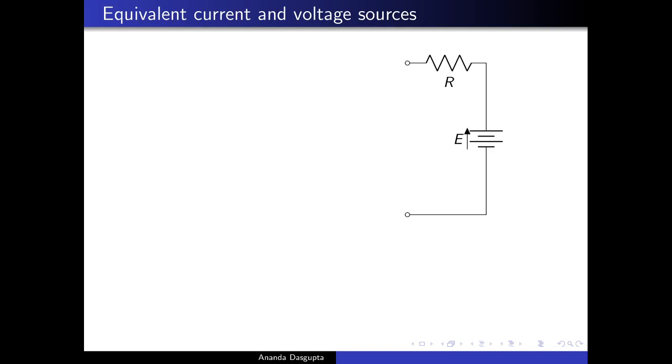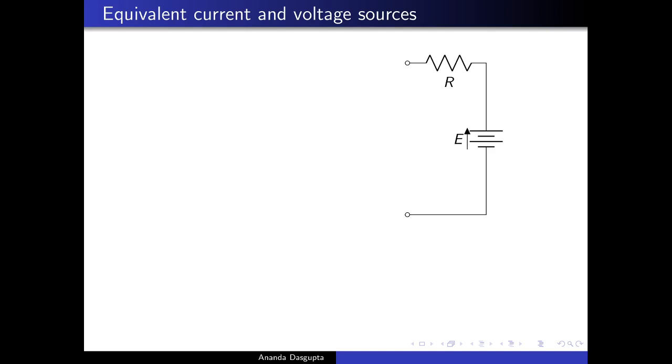But if you could do this without burning anything up, then the current through the short would have been E by R, since you have already measured E by noting the open circuit voltage. You get the short circuit current, which is what you get when you connect a wire across the two ends. R will simply be the open circuit voltage, which is E, divided by the short circuit current. So this is basically how an equivalent voltage source works.